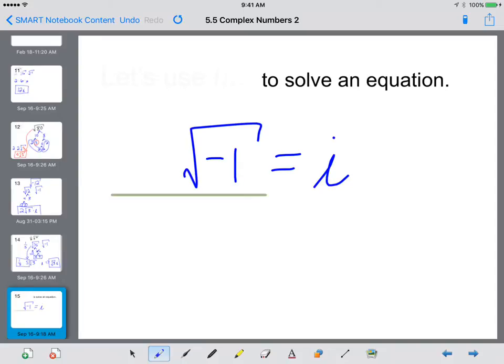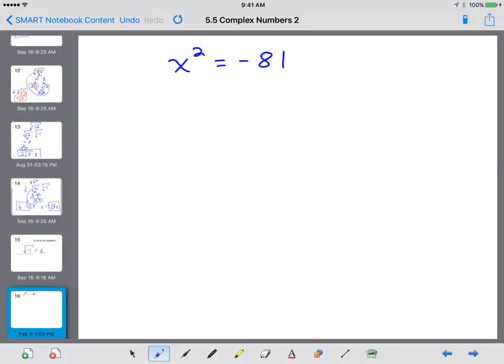We can use this idea to solve an equation as well. x squared equals negative 81. To solve any equation that has a power of 2 in it, we need to take the square root of both sides. So I'm going to start by taking the square root of x squared, then the square root of negative 81. That cancels, that leaves me with x equals. Whenever we have an equal sign and we take the square root of both sides, we need to remember there are two possible answers, a positive and a negative.